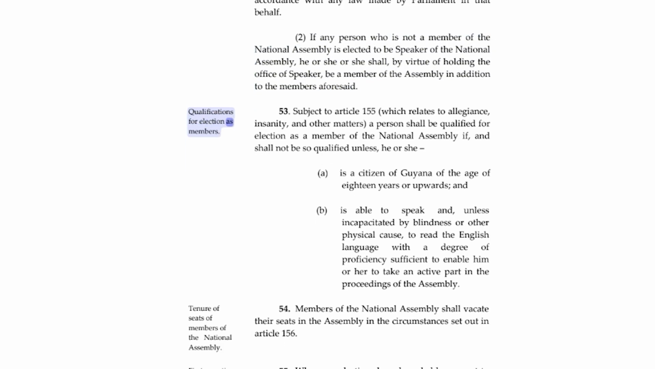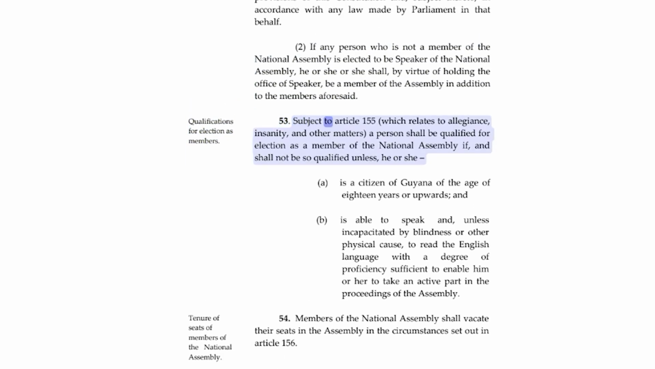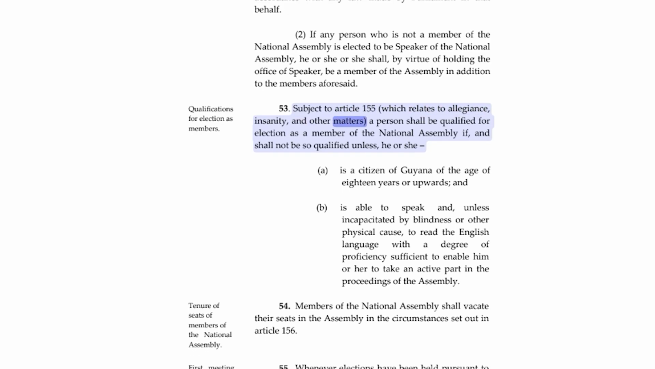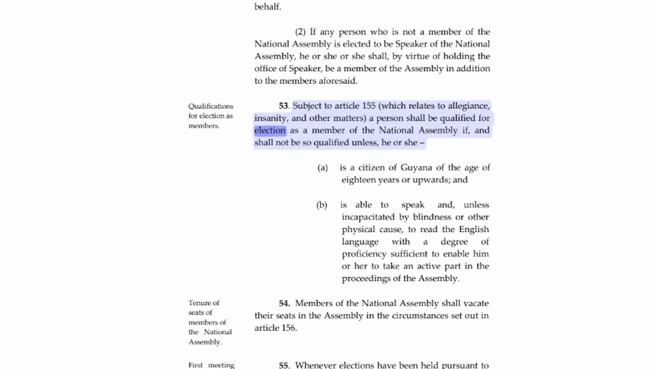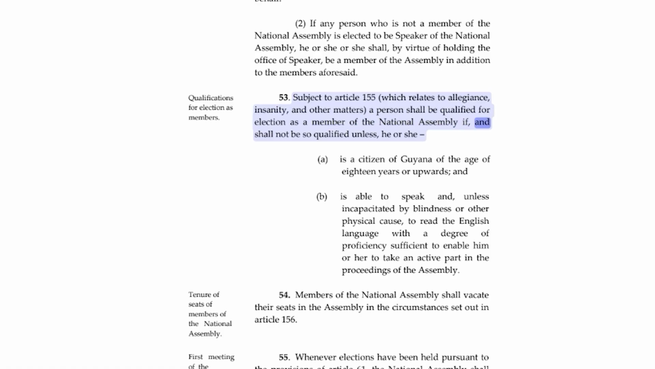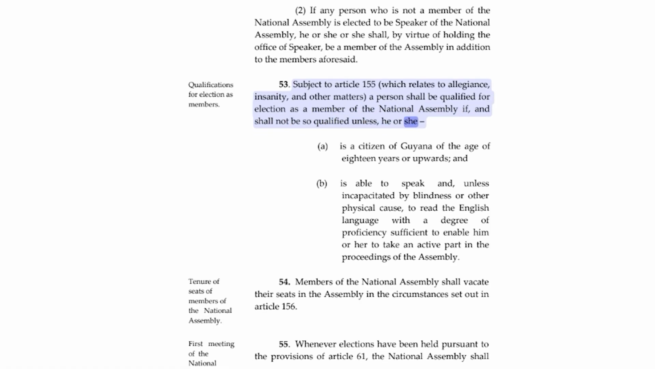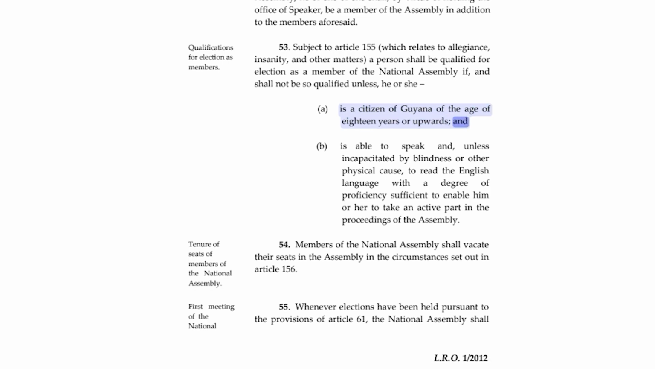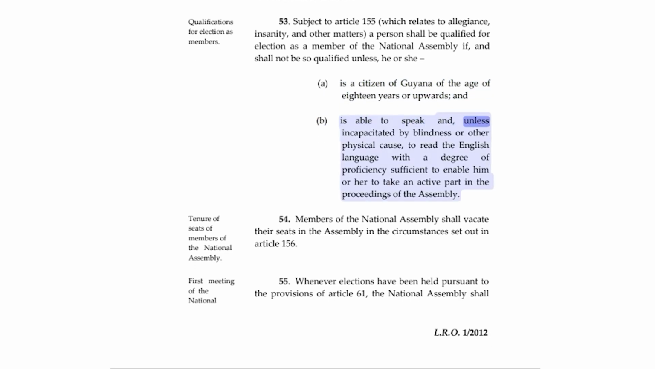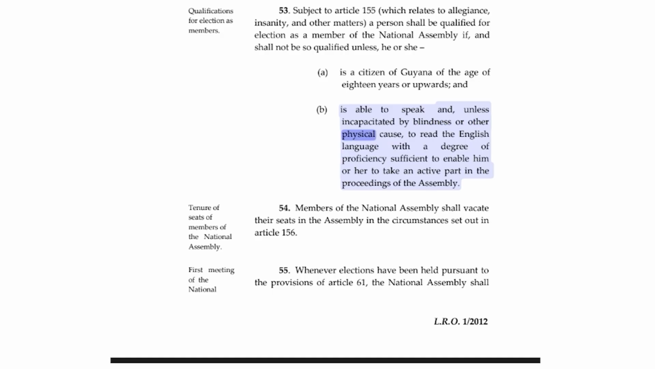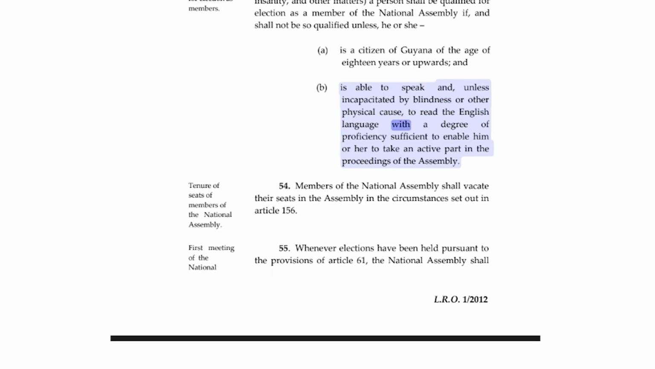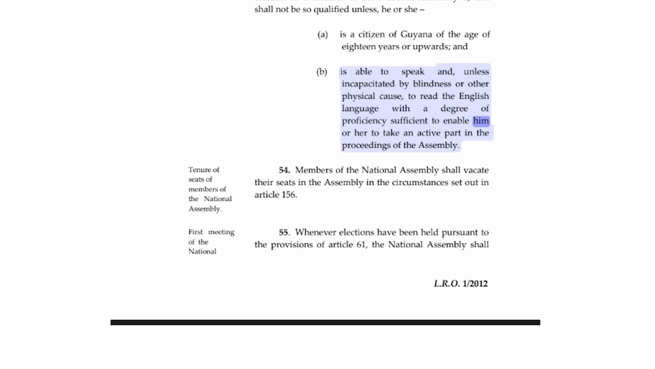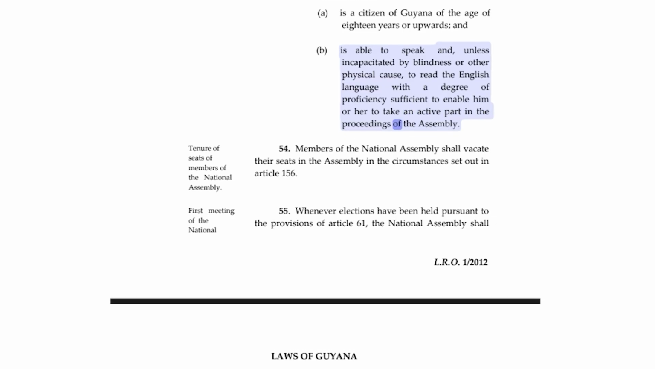Qualifications for election as members. 53. Subject to Article 155, which relates to allegiance, insanity, and other matters, a person shall be qualified for election as a member of the National Assembly if, and shall not be so qualified unless, he or she (a) is a citizen of Guyana of the age of 18 years or upwards, and (b) is able to speak and, unless incapacitated by blindness or other physical cause, to read the English language with a degree of proficiency sufficient to enable him or her to take an active part in the proceedings of the Assembly.